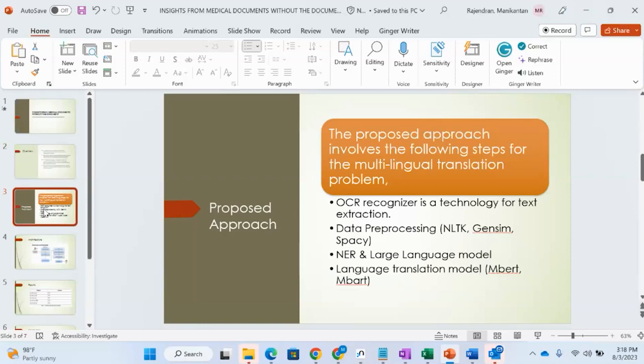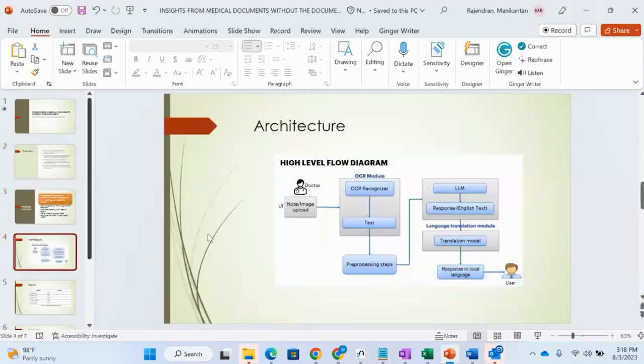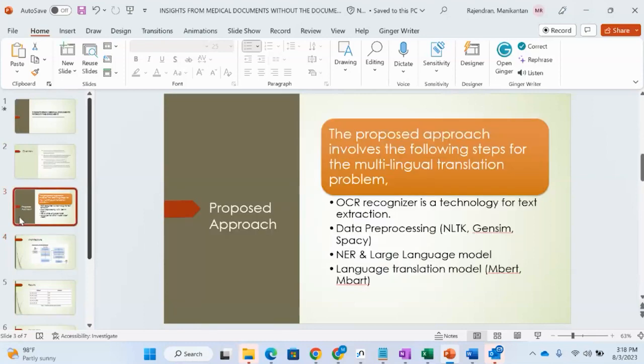Here, we are using OCR and data pre-processing with the NLTK, Gensim, and spaCy libraries. We also use NER and a large language model, and finally, we use the language translation model. In this architecture, we can understand what I'm trying to say. Before that, I just want to give an introduction to NER as well.